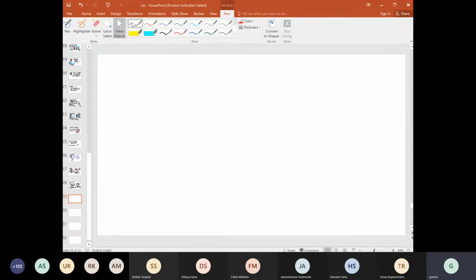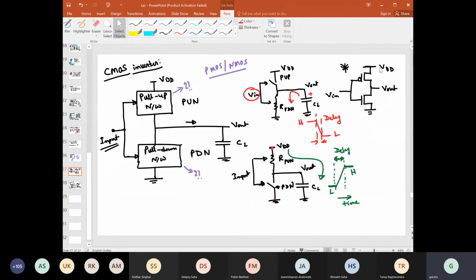And that is why, for CMOS, we have seen this structure. You can see here the pull-up network is this P and the pull-down network is N. Fine.